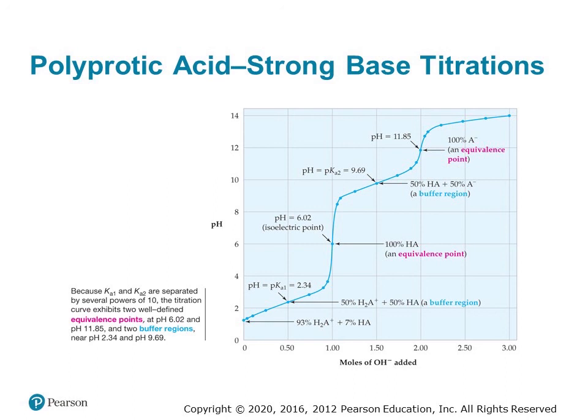Our second half equivalence point also gives us a point where the pH equals, in this case now, pKa2. But remember, this occurs when half of the second dissociation has been neutralized. This is not at half the volume of the second equivalence point, since that's actually where the first equivalence point is. Instead, it's going to be halfway between the first and second equivalence points.